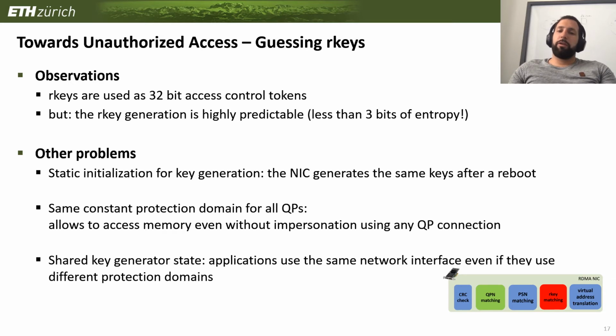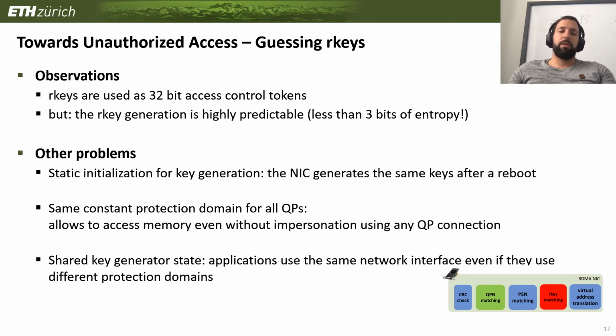All right, so in the fourth step, we match these R keys. R keys are just 32-bit access control tokens. But unfortunately, the R key generation is highly predictable. We found that there are less than 3 bits of entropy in this R key generation process. We also found other problems. For example, there was some static initialization for key generation, which means the network interface card generated the same keys even after rebooting the server.